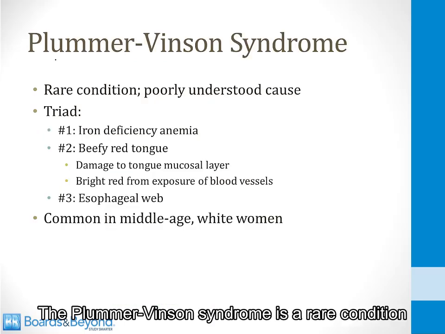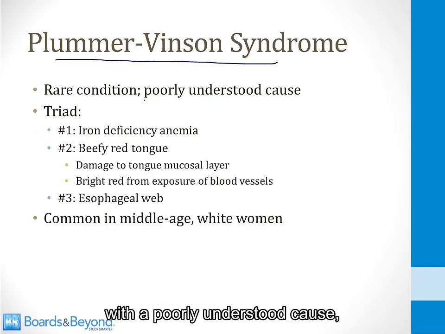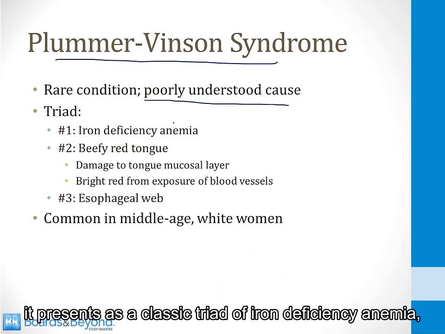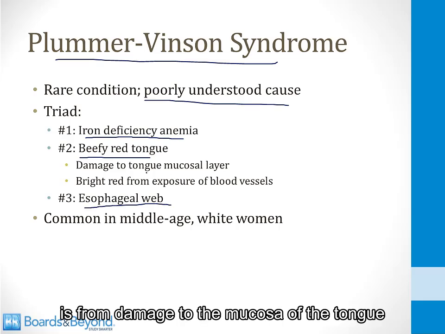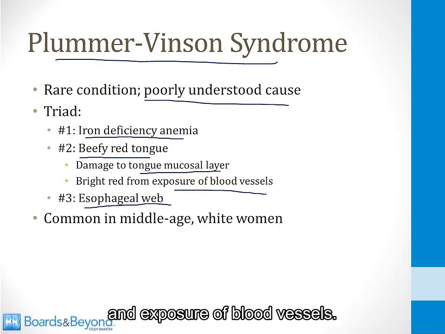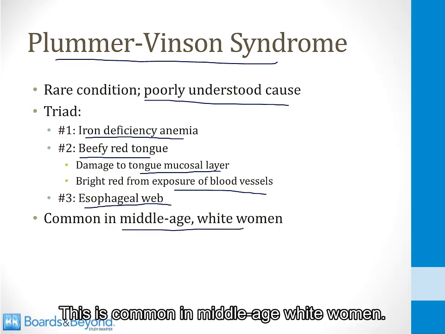Plummer-Vinson syndrome is a rare condition with a poorly understood cause. It presents as a classic triad of iron deficiency anemia, a beefy red tongue, and the presence of an esophageal web. The beefy red tongue is from damage to the mucosa of the tongue and exposure of blood vessels. This is common in middle-aged white women.